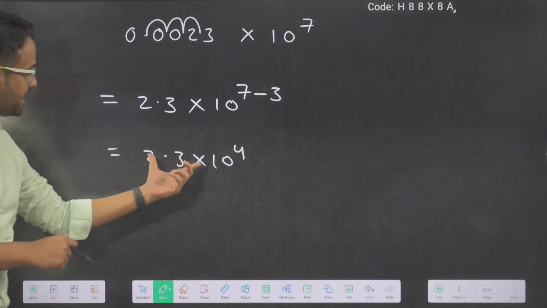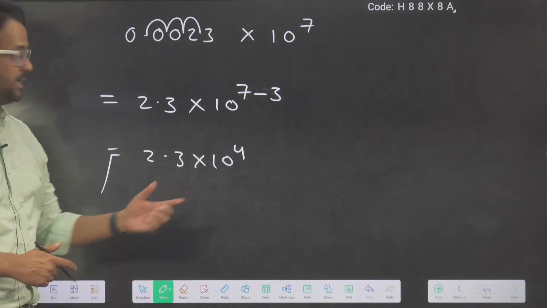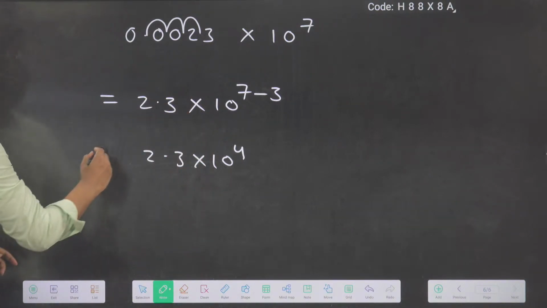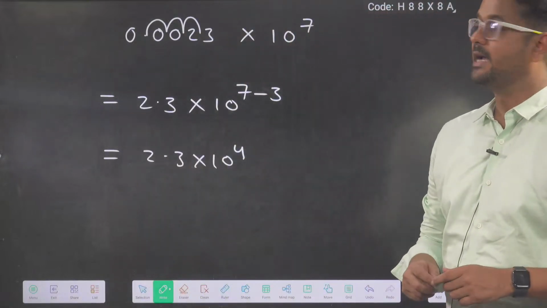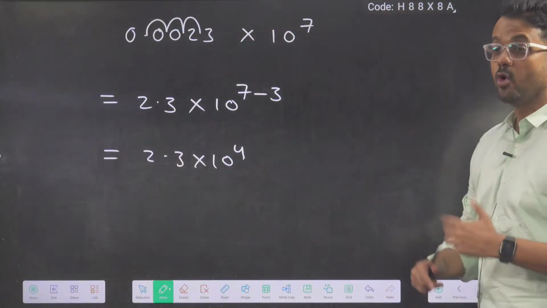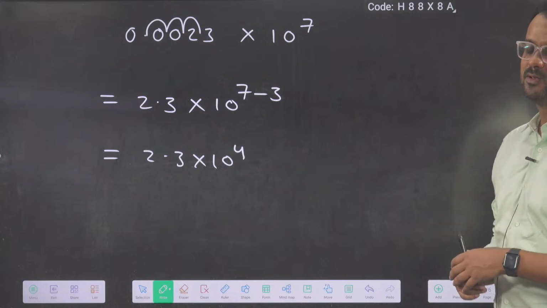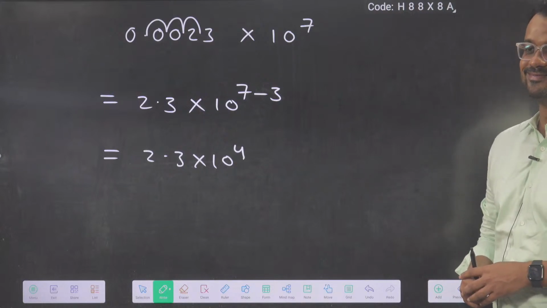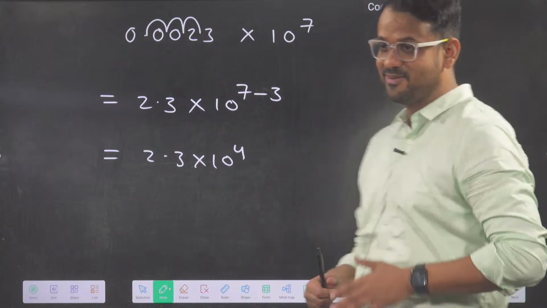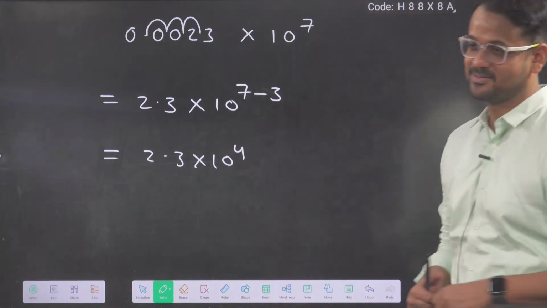When you write any number in this form, it is known as scientific notation. Scientists write in this manner, and you all are budding scientists of this country. From today onwards, you have to behave like scientists. I have taught you the scientific way of thinking, of representing numbers.